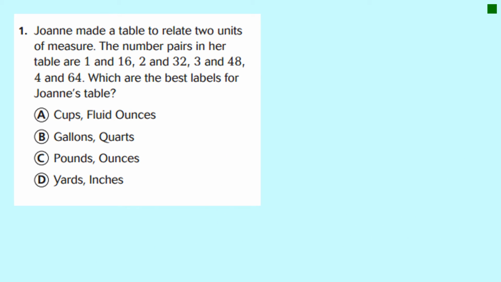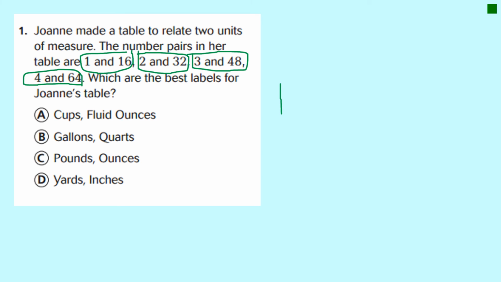All right, so this is number 1 on the back. Joanne made a table to relate 2 units of measure. The number pairs in her table are 1 and 16, 2 and 32, 3 and 48, 4 and 64. What are the best labels for Joanne's table? All right, so let's take a peek at this one more time. Here are the number pairs. 1 and 16, 2 and 32, 3 and 48, 4 and 64.